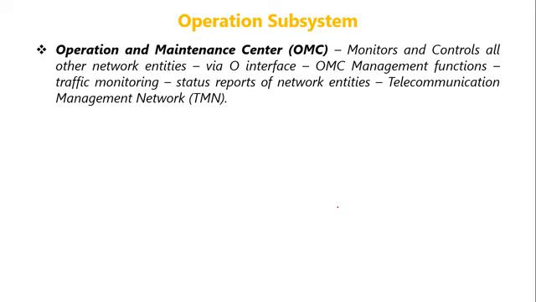Okay. So some of the typical OMC management functions are traffic monitoring, like at what rate the communication is happening between the mobile station and the base station, generating status reports of network entities, and subscriber and security management. It also performs security management tasks, and accounting and billing. Depending on how much the user communicates, the bill should be calculated, and that task is also done by the operation and maintenance subsystem.